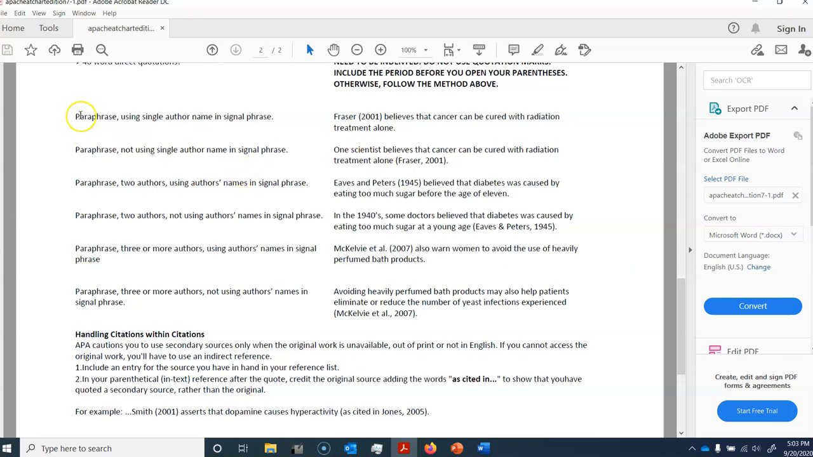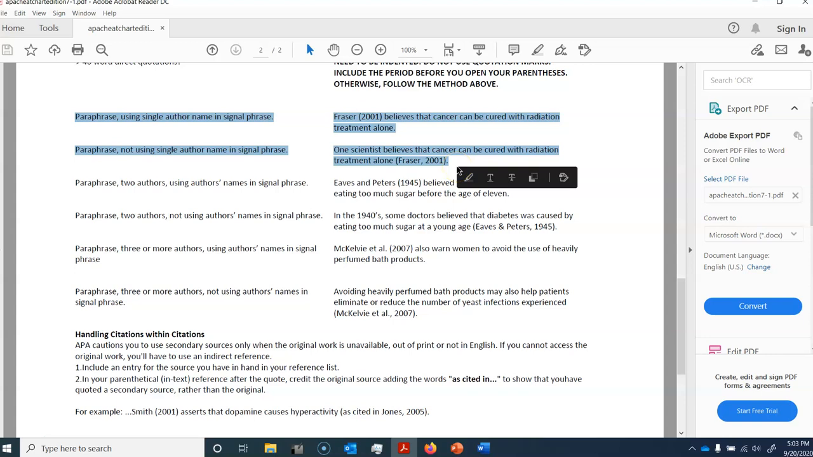We're going to start again with paraphrasing with a single author using that author's name in the signal phrase, or in the sentence. If I had written that Fraser believes that cancer can be cured with radiation treatment alone, I put my year of publication, in this case 2001, immediately after the author's last name. But if I don't include the author's last name in my sentence, if instead I had written one scientist believes that cancer can be cured with radiation treatment alone, I'm going to put the author's name and the year of publication in a bracket right at the end of the sentence.